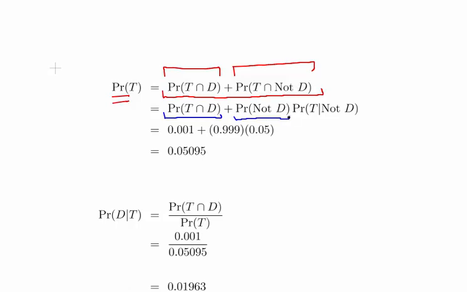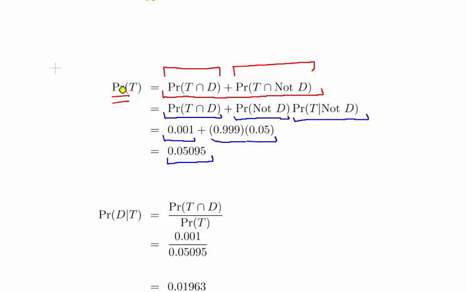That's the probability of not having D times the probability of testing positive given that you don't have the disease, T given not D. So that is 0.001 from the expression here, plus 0.999 times 0.05. Working that out with a little bit of calculator work, we should get 0.05095. You can round that up if you want.